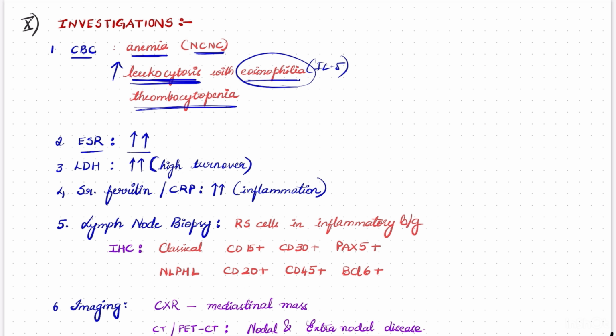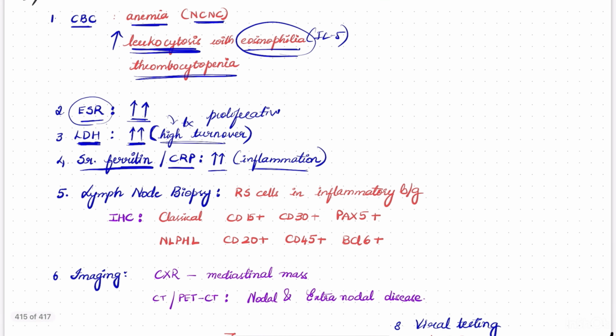When you do an ESR, it is raised. In any infectious, inflammatory or immune causes, the ESR rises. So here also the ESR is raised. LDH is raised, which is suggestive of high tumor turnover. High tumor turnover means highly proliferative. If it is highly proliferative, then the LDH, lactate dehydrogenase, will be raised. And there is an increase in the acute phase reactants like serum ferritin and C reactive protein. Ferritin and C reactive protein are also raised, which are the acute phase reactants.